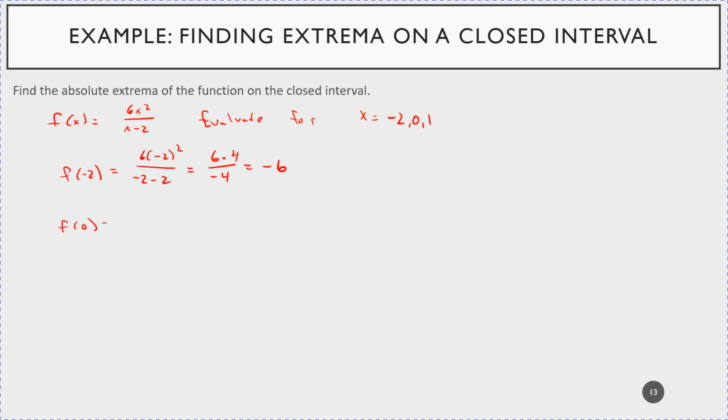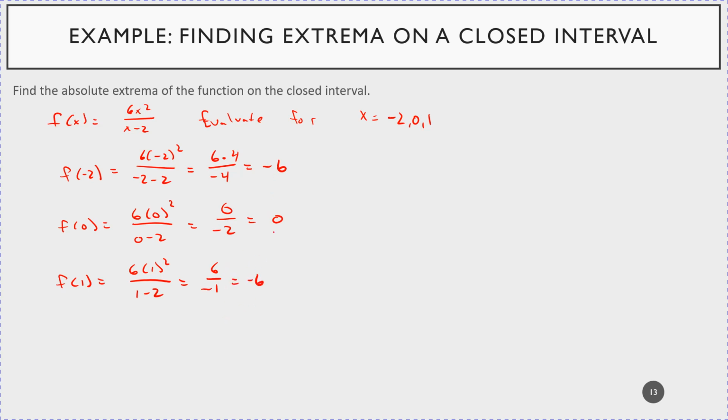F of 0, that's 6 times 0 squared over 0 minus 2. Well, that's just 0 over -2, which is 0. And then f of 1, this is 6 times 1 squared over 1 minus 2. Okay, well, what is this? 1 squared is 1. This is 6 over -1, which gets you -6.